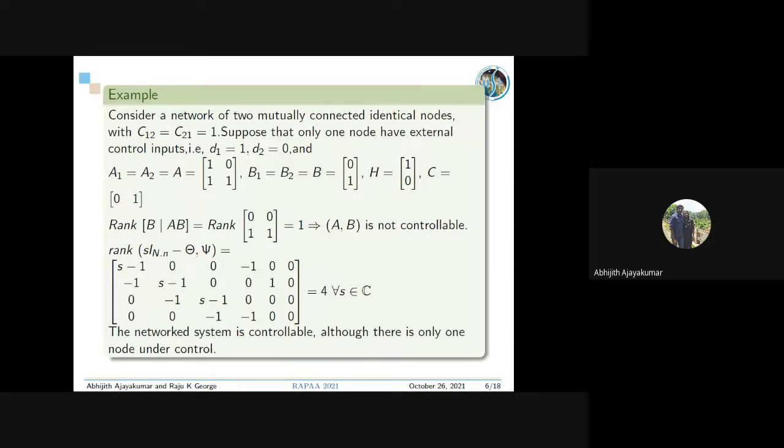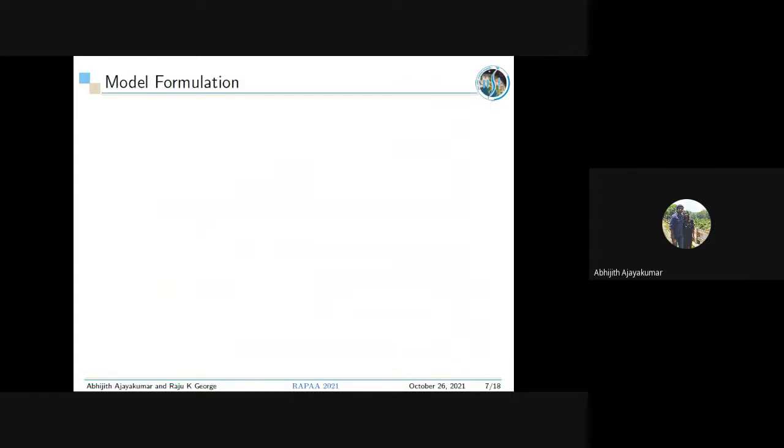So you have observed that even though only one node is under control, the whole system can be controllable. So these are the things that we deal with in the controllability of a networked control system. So I'll now move to my model under consideration.